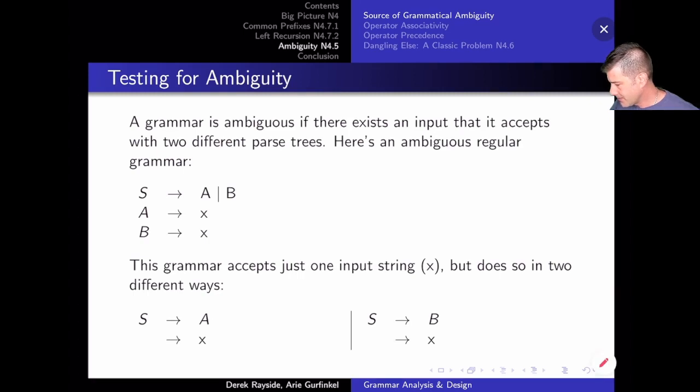So let's look at this example. Say S is either an A or a B, and A is an X and B is an X, which means a string containing X can be parsed in two ways. This is 1, this is 2. This grammar is ambiguous because whenever we want to build a parse tree for X, we can't build one uniquely. When we're parsing a programming language, if the user just has X as an input, we don't know whether they meant an A or a B.